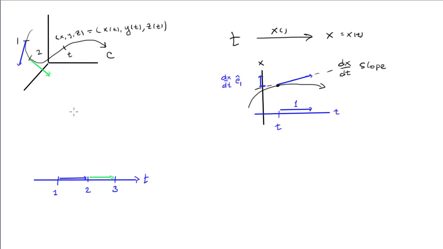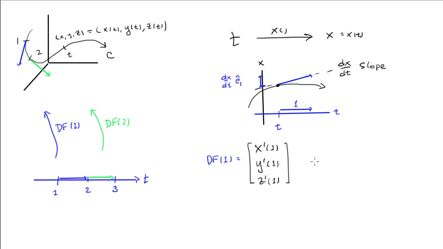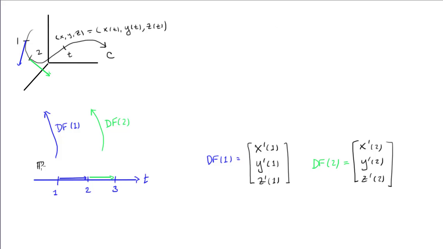And these are the mappings df. df at 1, df at 2, etc. These are all linear transformations. In the standard coordinate system, it has a matrix representation. It's a matrix taking R to R3.